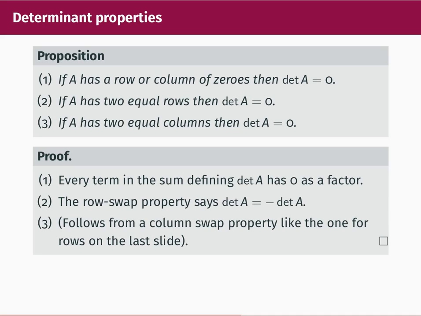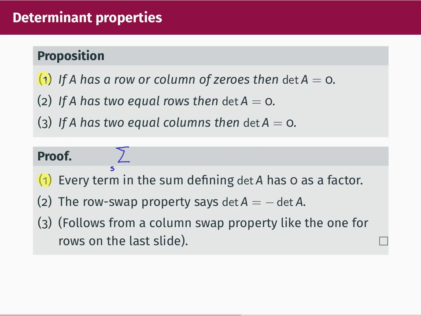Let's look at some more properties of the determinant of a matrix. First of all, if A has a row or column of zeros, then its determinant is 0. That's easy to see just by thinking about the property which we emphasized about the determinant of a matrix A.